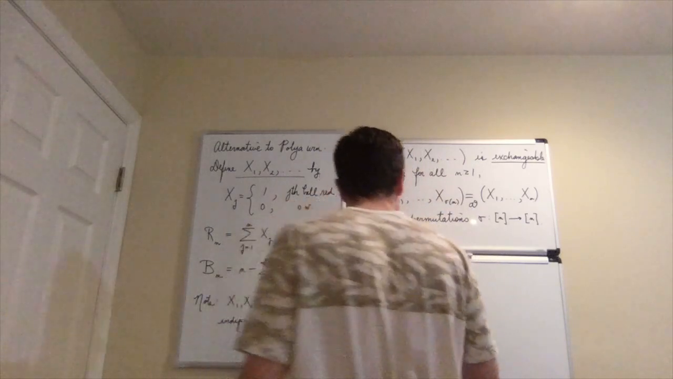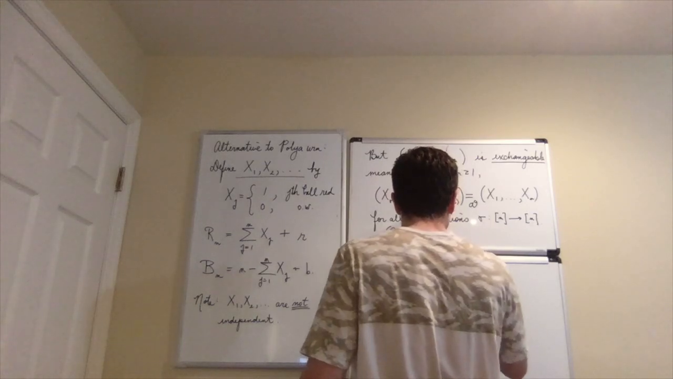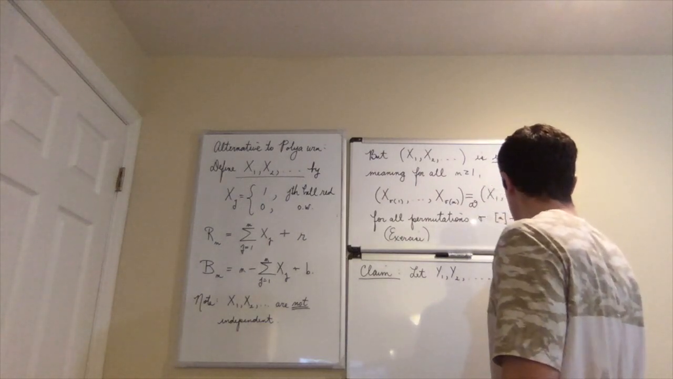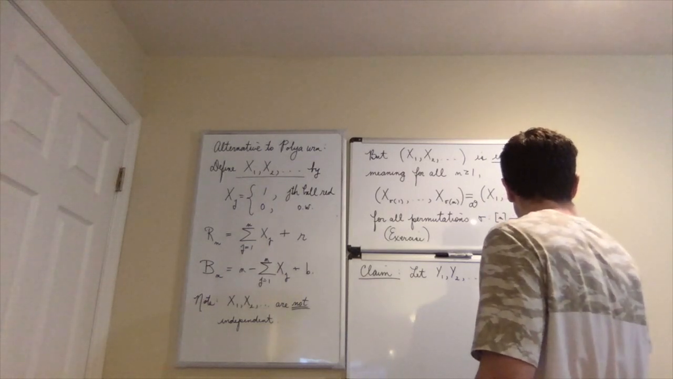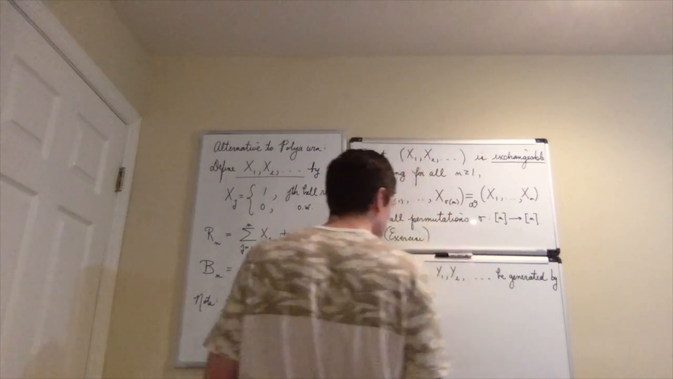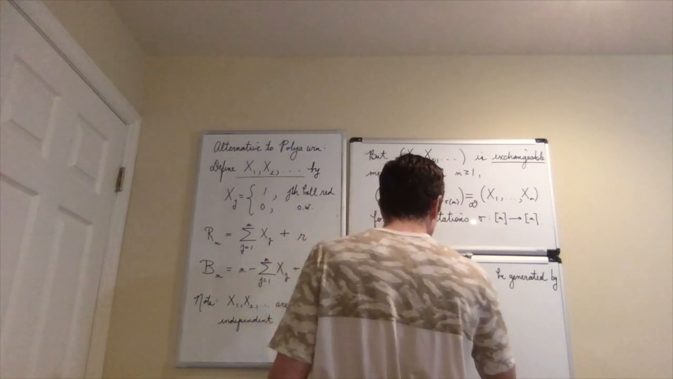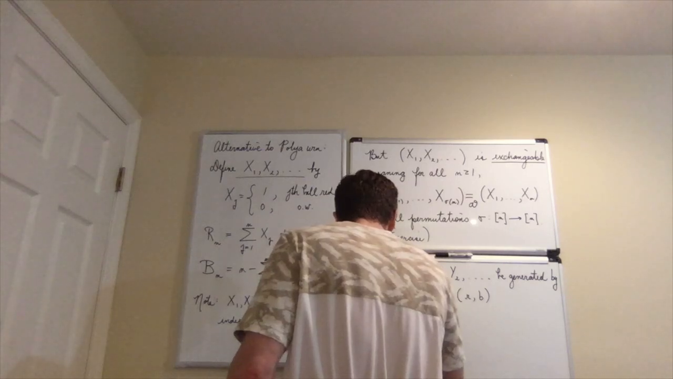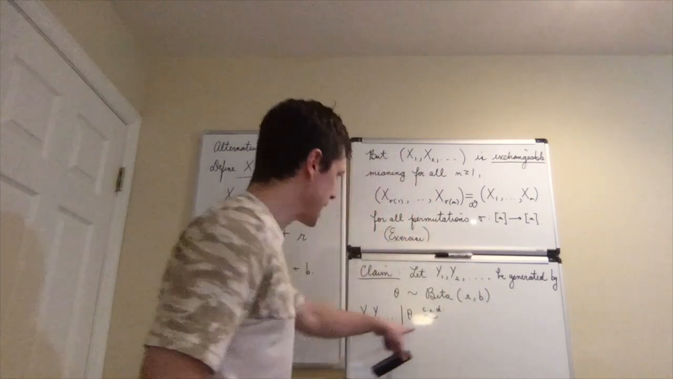Claim is to let y1, y2, etc. be constructed as follows. So what we do is we first take a random variable theta from the beta distribution with parameter RB, and conditional on theta, we let the yi's be conditionally iid.